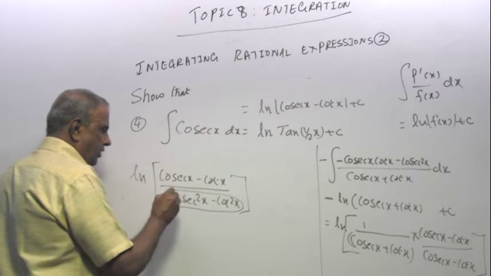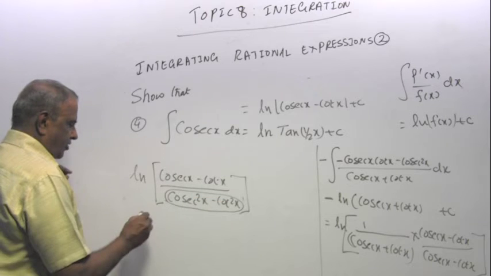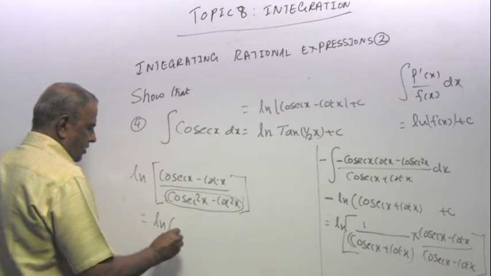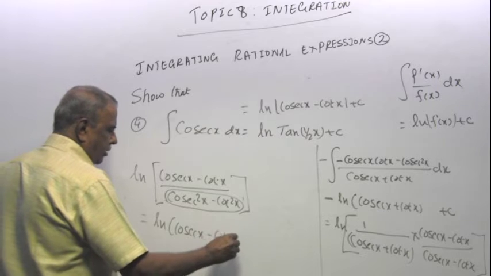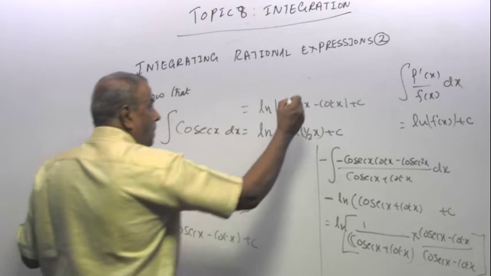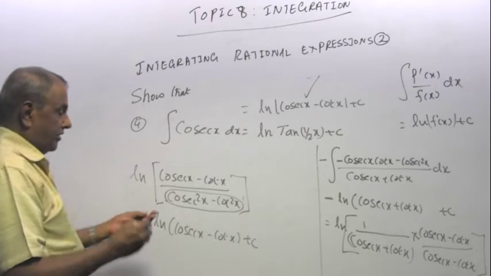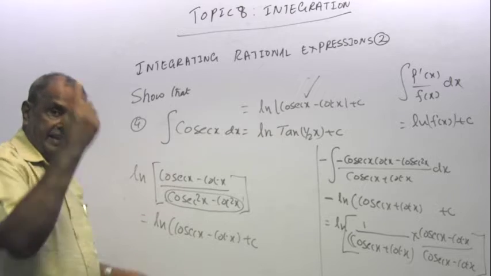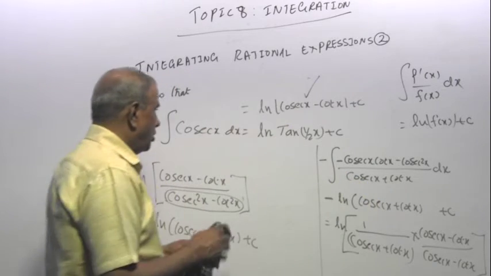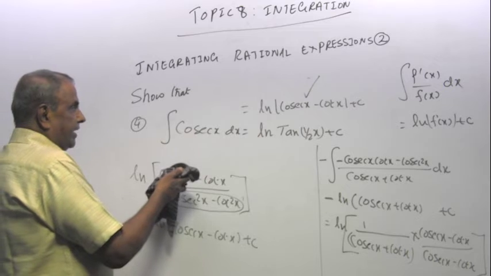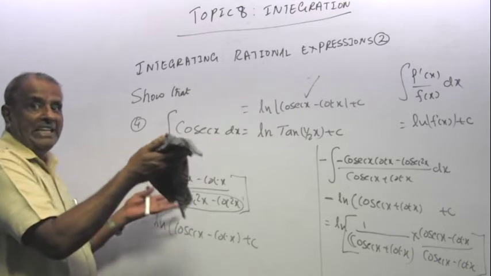Identities tell you that is 1. So it is ln of cosec x minus cot x plus c. The formula book has that formula and the next formula. Now I have to show this is also ln tan half x.